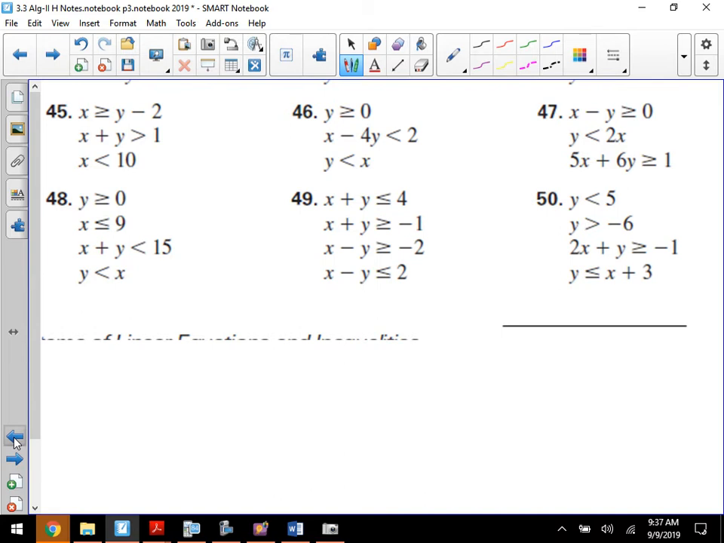Let's see. So that was 45. 46, same basic idea. We've had a lot of questions about what happens when you have y is less than x or y is greater than x. A lot of people are tending to mess around with that a little bit, and they're having some difficulty. So let's look at 46 real quick. Or, you know what?